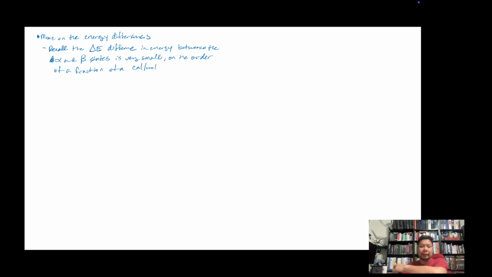Remember when we were talking about the energy differences in UV-vis and the surrounding electromagnetic radiation? Those energy differences were in the hundreds of kilocalories, right? But here we're at a fraction of a fraction of a calorie per mole. So that's tiny, minuscule energies compared to everything else.